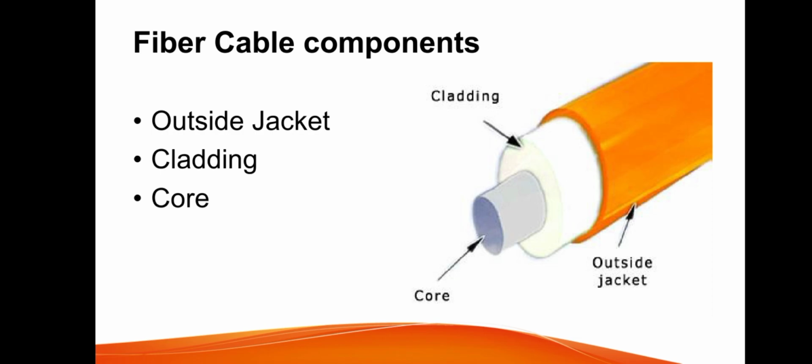The next one is the cladding. The cladding in optical fibers is one or more layers of materials of low refractive index, which causes light to be confined to the core of the fiber by total internal reflection at the boundary between the core and the cladding. The last part of the fiber cable is the core. The core is usually made of glass or plastic. The core is also the light carrying portion of the fiber.